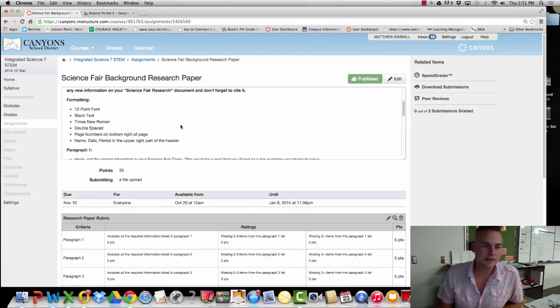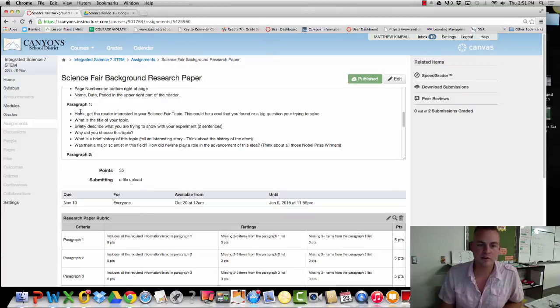Paragraph 1 says a hook. Get the reader interested in your science fair topic. The second sentence here. Tell me what your topic is. Third sentence. Briefly describe what you're trying to show with your experiment. And I'm asking for actually 2 sentences here. So that's 1, 2, 3, 4 sentences so far.